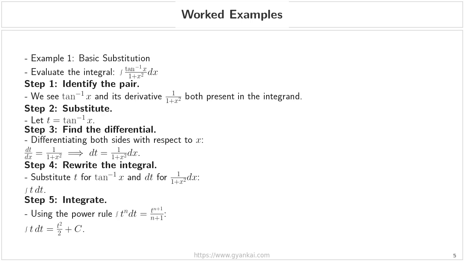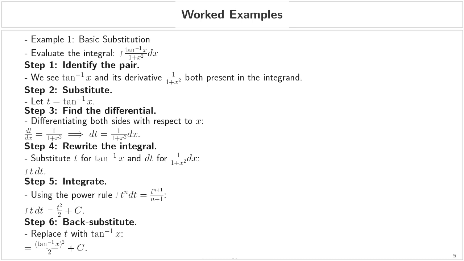Step 5, integrate. This is where the basic integration rules come in handy. Remember the power rule? The integral of t to the power of n dt is t to the power of n plus 1 divided by n plus 1 plus the constant of integration. In our case, we have the integral of t dt, which is the same as t to the power of 1 dt. Applying the power rule, we get t squared divided by 2 plus our constant of integration, which we'll call c. Step 6, back substitute.